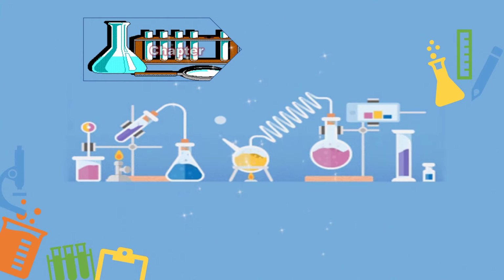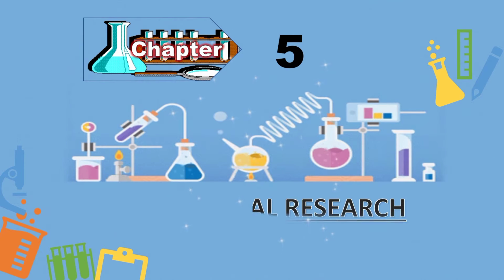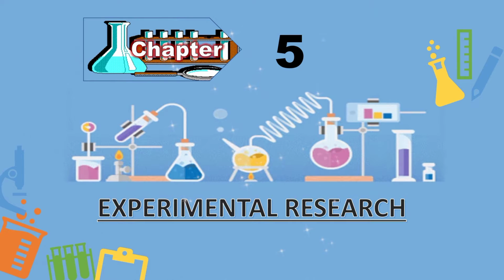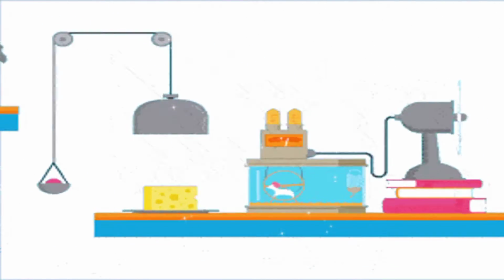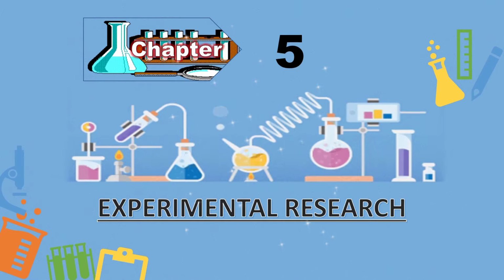Let us proceed to Chapter 5, the experimental research. This research is the most rigorous of all research methods and is arguably the best method for testing cause and effect relationships. Some of the probable reasons why that is the situation will be explored during the course of this chapter. However, before discussing experimental research methods, let's first tackle causality, a concept which is crucial to experimental research.